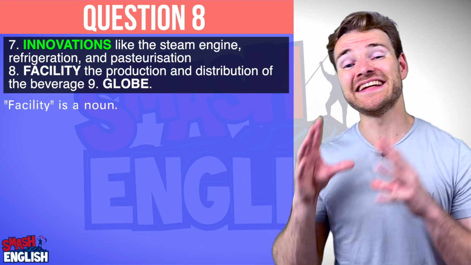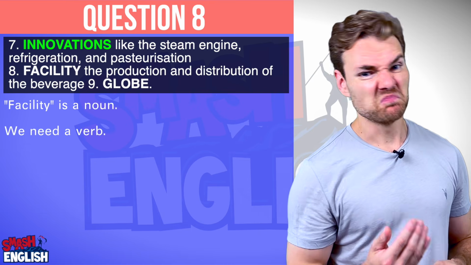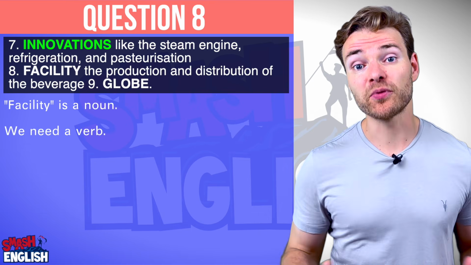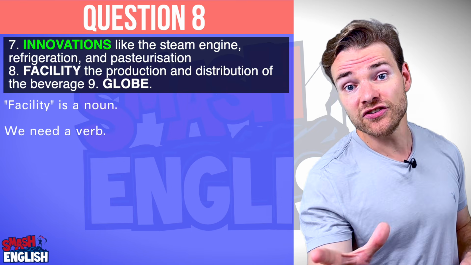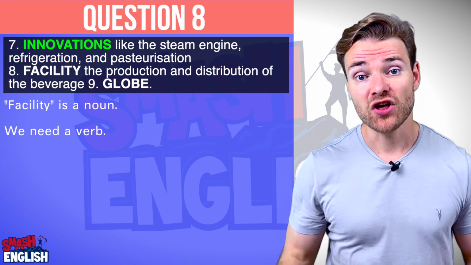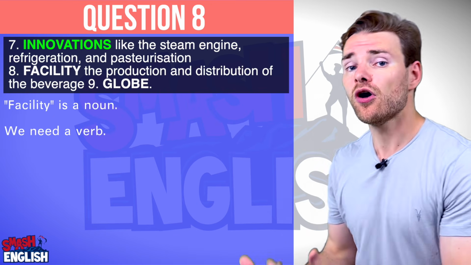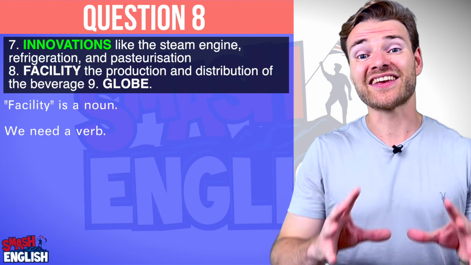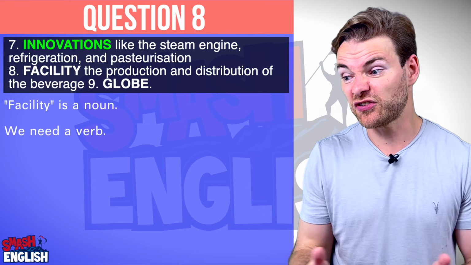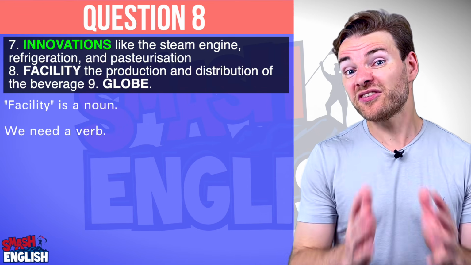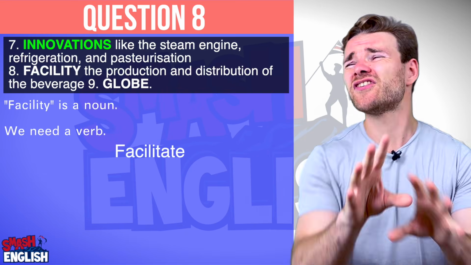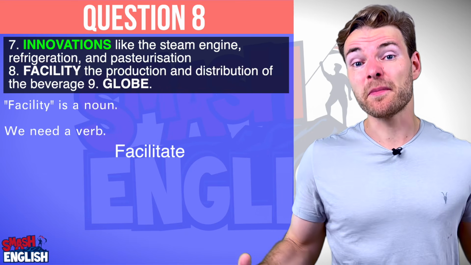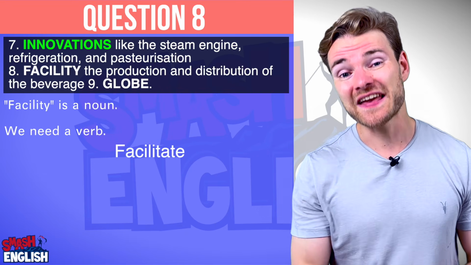Facility is a noun, and we need a verb. We know this because we have our subject, and we have our objects, the production and distribution of the beverage. So, what is the only verb that is connected to facility? Because, yeah, there is only one. To facilitate. And this verb means to make something easier.